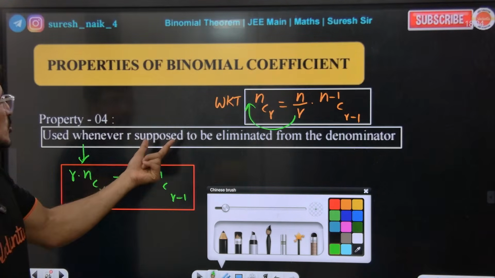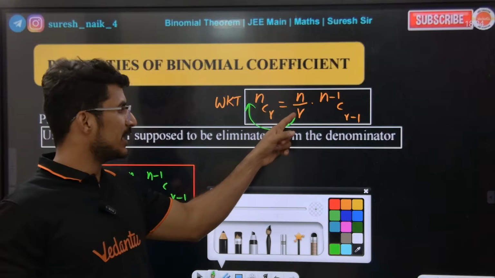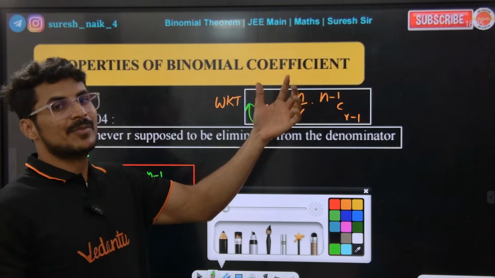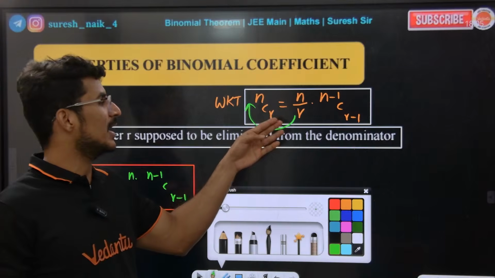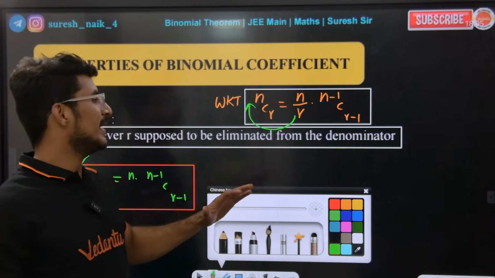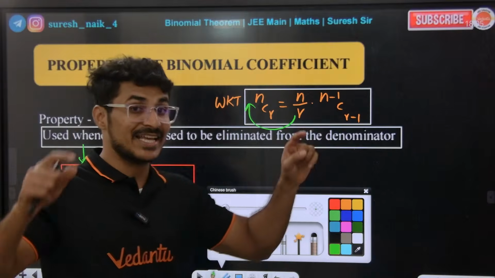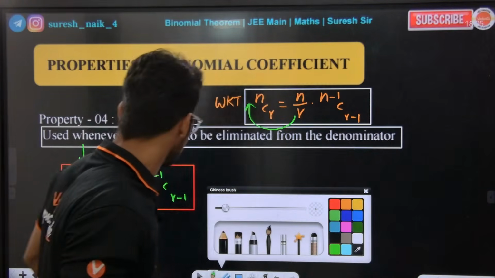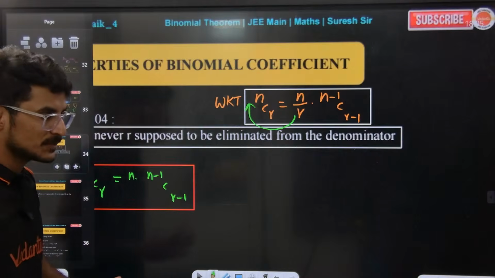Whenever r is supposed to be eliminated from the denominator, to eliminate the r in the denominator, if I shift r to the left hand side, I get n into (n minus 1)C(r minus 1). So when I shift r to this side, n into (n minus 1)C(r minus 1) comes. Yes sir. So this is the property.